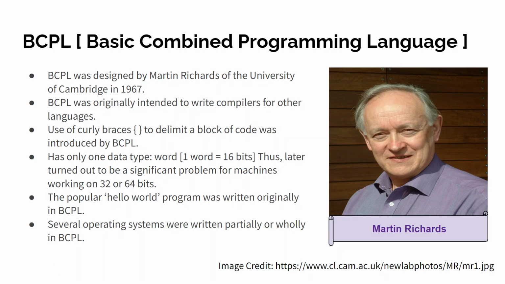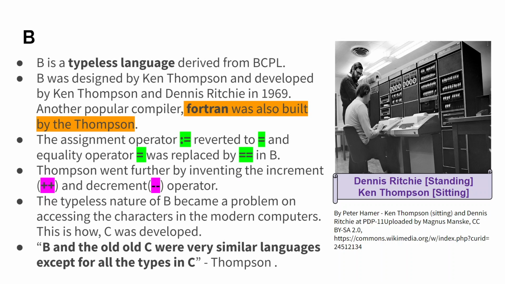The major drawback of BCPL was that it only had one data type, that is word, and one word is equal to 16 bits. This was a problem. In the C programming language, as you may have read, there are various data types like integer, character, float, but in BCPL there was only a single data type, or it was simply called typeless. And B is a typeless language derived from BCPL.